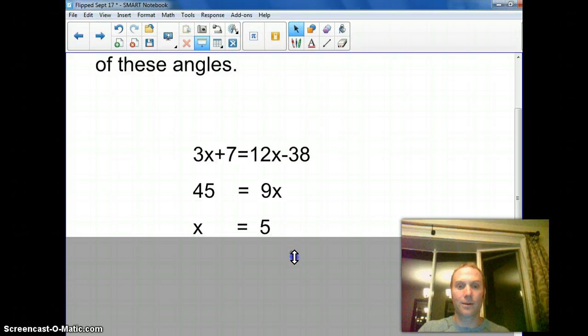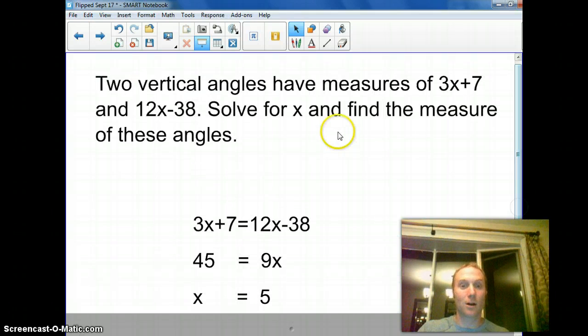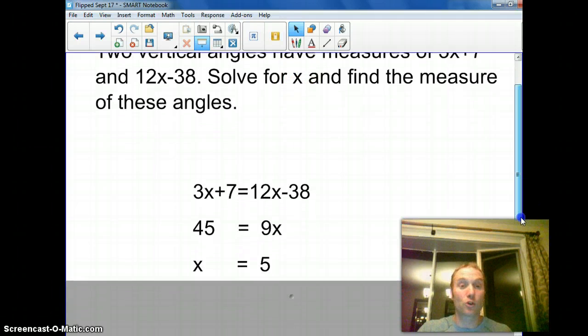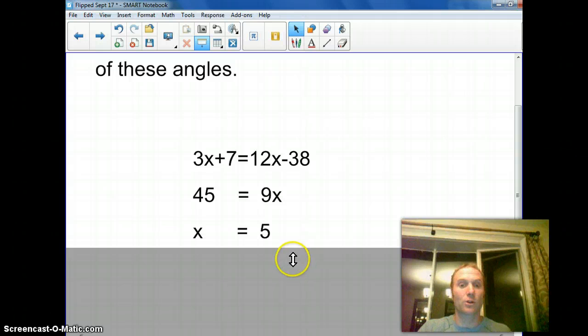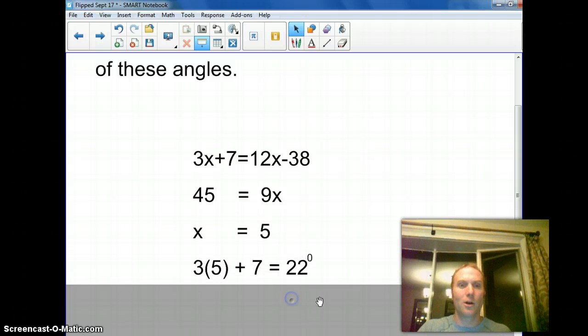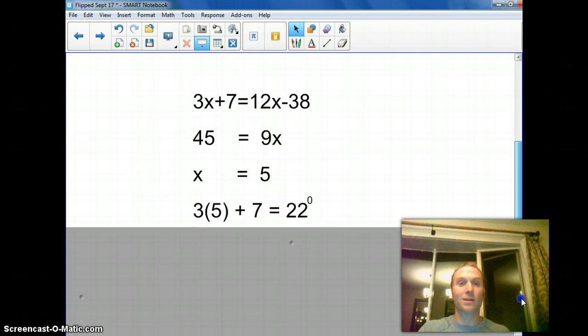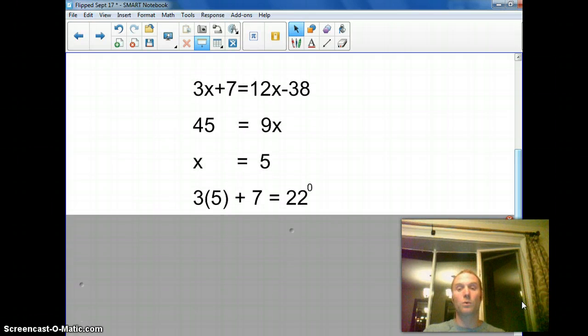Divide by 9, x is equal to 5, and then I make sure I answer the question. I did solve for x, but I'd also like to find the measure. So to find the measure, you plug into either of the angles. They're congruent, so it doesn't matter. 3 times 5 plus 7 is 15 plus 7 is 22 degrees. Could have done the same thing for linear pairs, except linear pairs would have had a different result because clearly they would be supplementary.